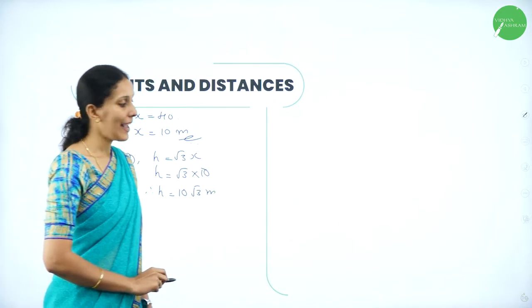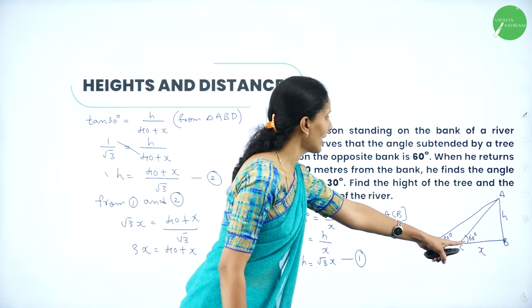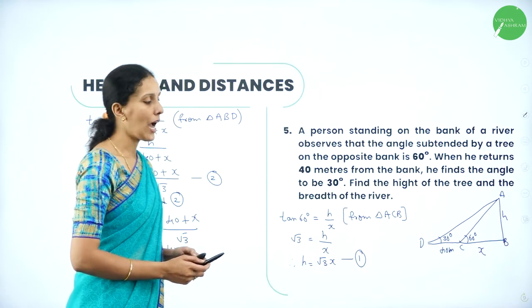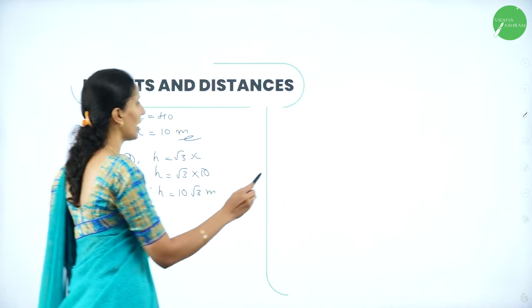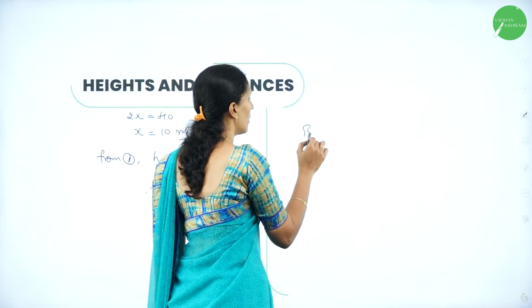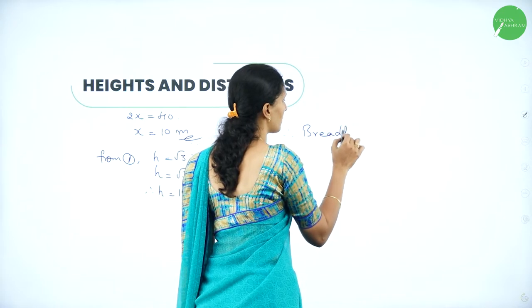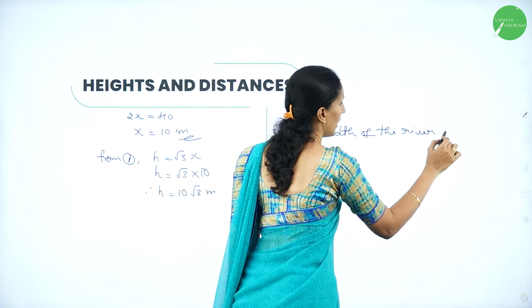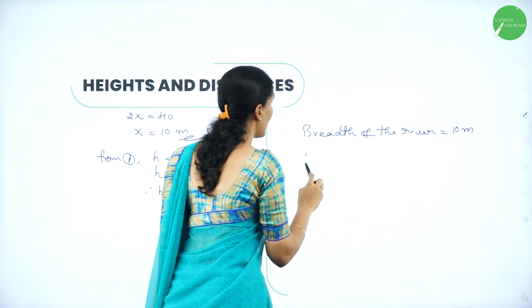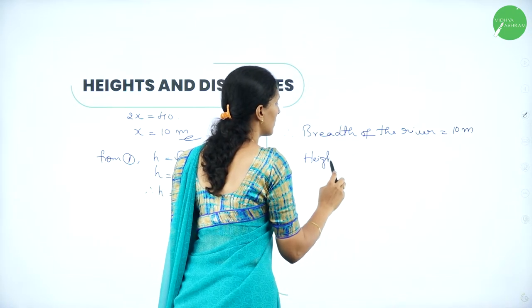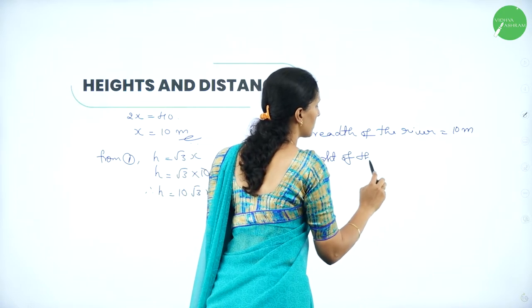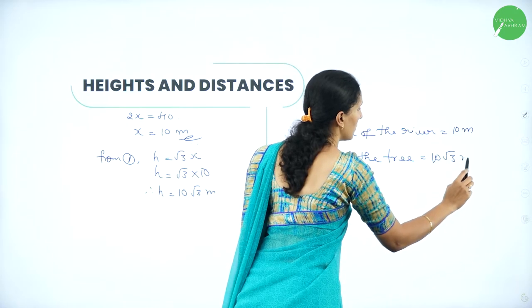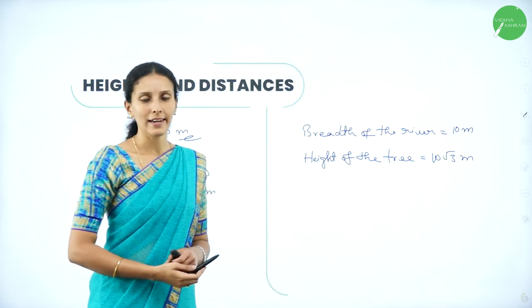What is actually x we have taken? x is nothing but the breadth of the river and h is nothing but the height of the tree. So therefore, what can I write? Breadth of the river is 10 meters and height of the tree is 10 root 3 meters. So this is how we can calculate.